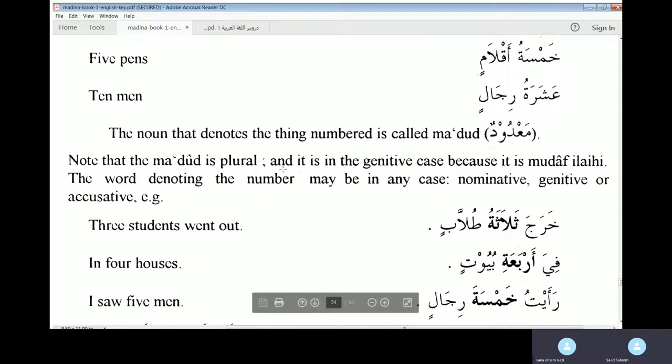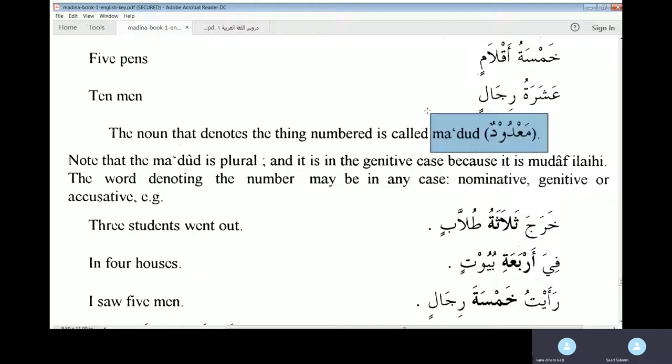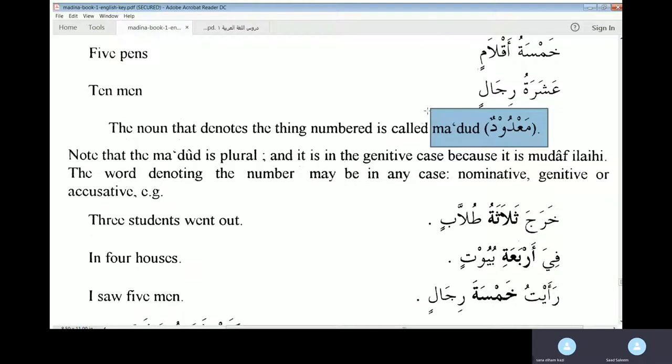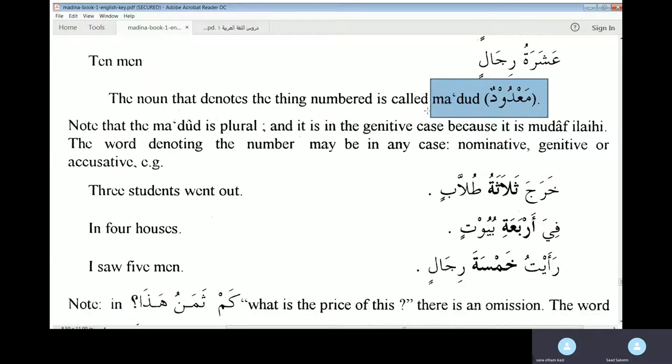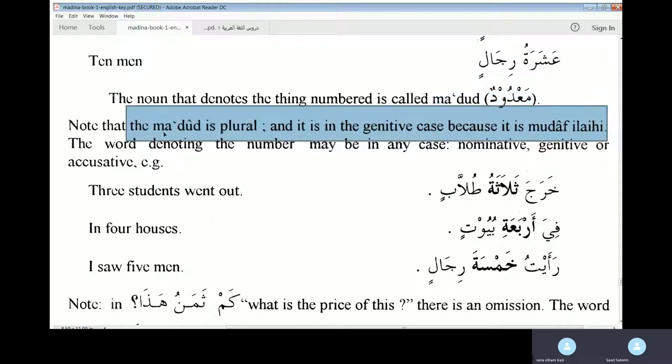The noun that denotes the thing numbered is called Ma'dud. Note that the Ma'dud is plural and it is in the genitive case because it has Mudaf ilayh. The word denoting the number may be in any case. It could be in the nominative case, genitive case or accusative case.